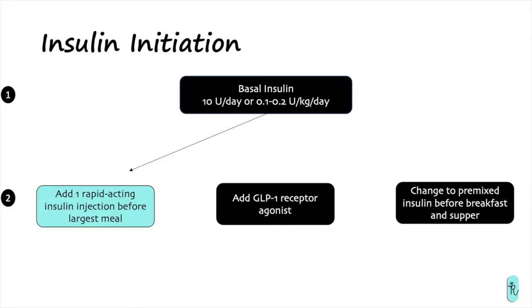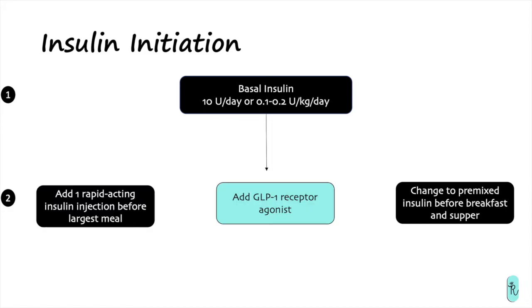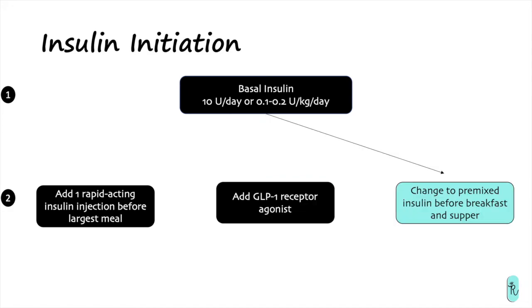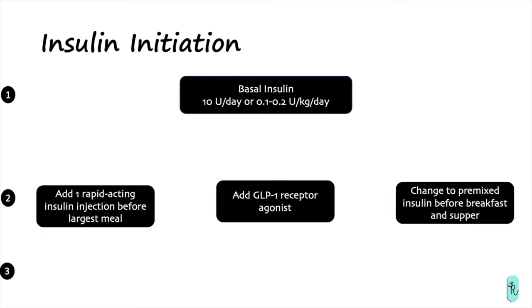If patients need additional blood glucose control, we can either add one rapid-acting insulin, a form of mealtime insulin, before the patient's largest meal of the day, add a GLP-1 receptor agonist, like liraglutide, or change the patient to premixed insulin before breakfast and dinner. In this case, we would not want to initiate this type of insulin on top of basal insulin.